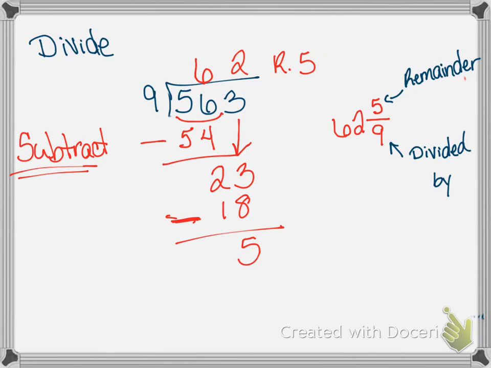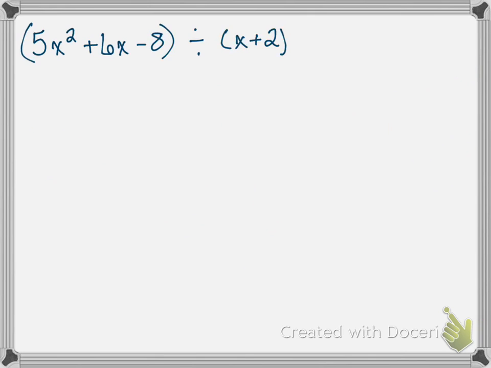Now, we are going to take these principles and apply them to division of polynomials. Okay, so here we go. I have 5x squared plus 6x minus 8 divided by x plus 2. Inside my division box, I'm going to put my polynomial, 5x squared plus 6x minus 8. Outside my box, I'm going to put what I'm dividing by, which is x plus 2.